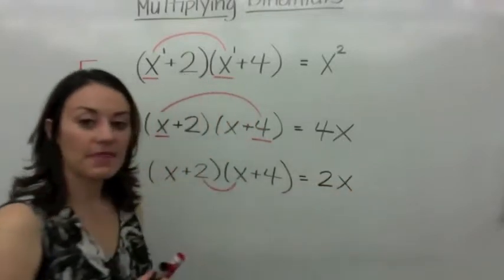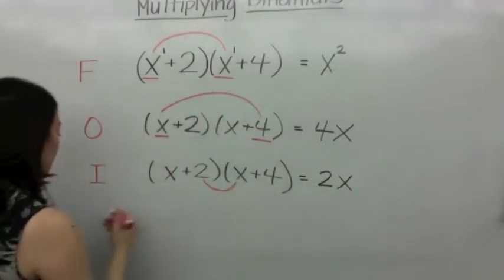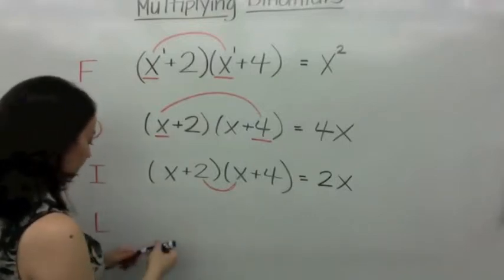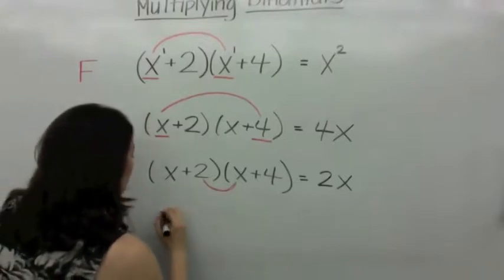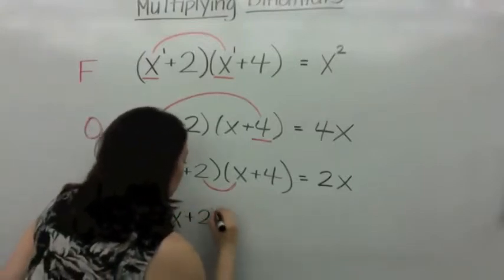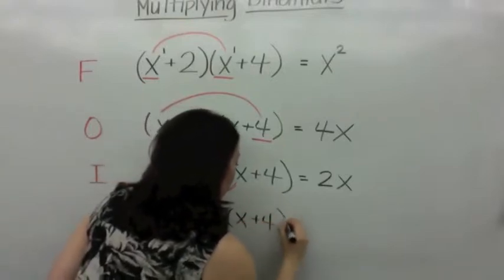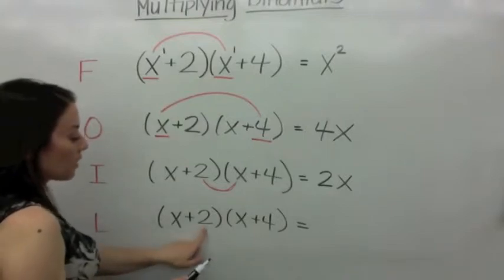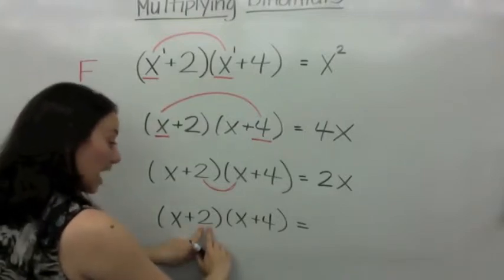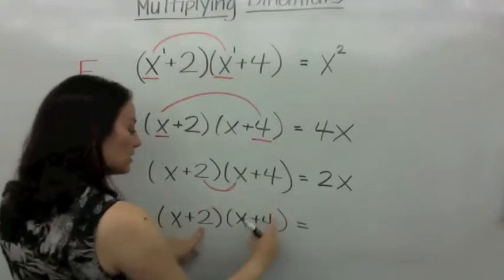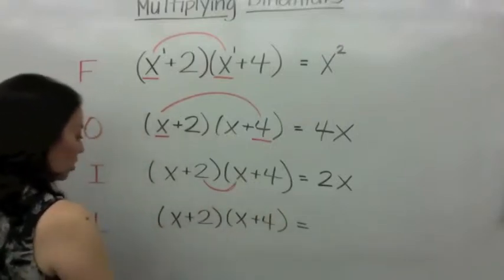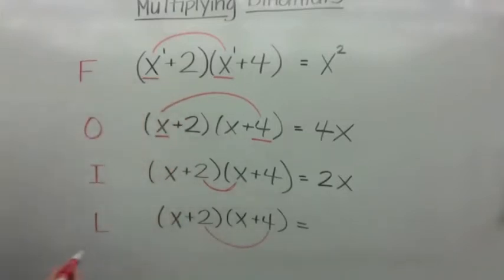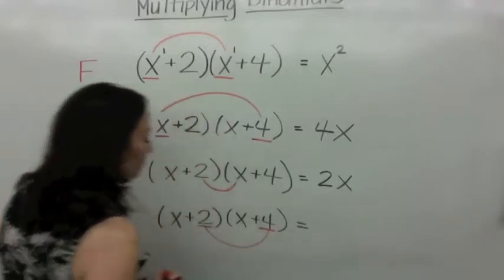Okay. And the last step in FOIL is L, which means the last terms. Okay. So we have x plus 2 and x plus 4. Okay. So the last terms are going to be the term that is last in this binomial and last in this binomial. So you're really talking about the 2 times 4. Okay, 2 times 4. So let's underline those, 2 times 4.